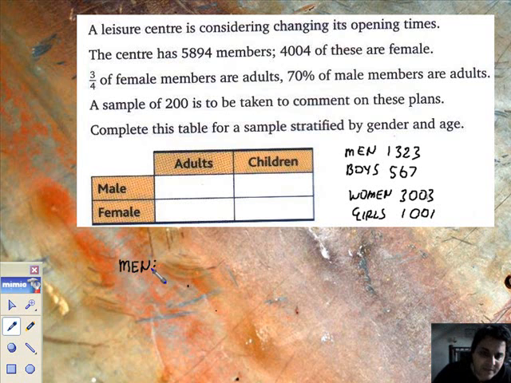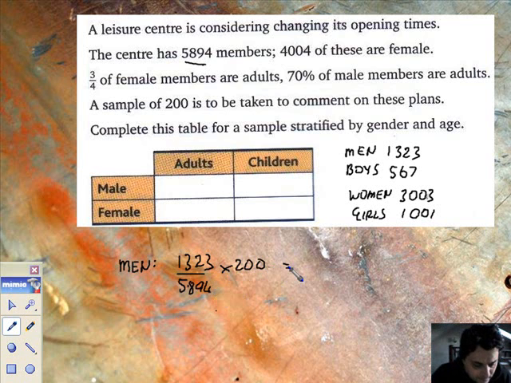How many men should we interview then? Well, it's this many out of the entire sample of that 5,894. It's this fraction of 200, and that will give us, I've made that, where's that from previously? Yes, I've made that 44.89 men. Why don't we call that 45 and see if it totals to 200 later on. So we'll start with that for the men.